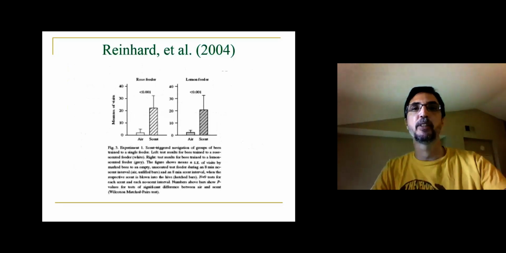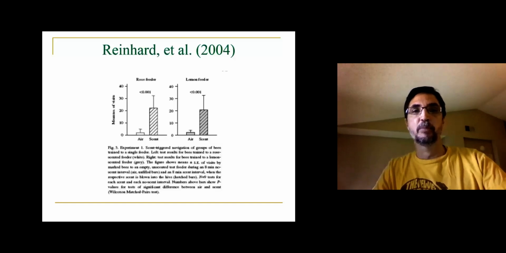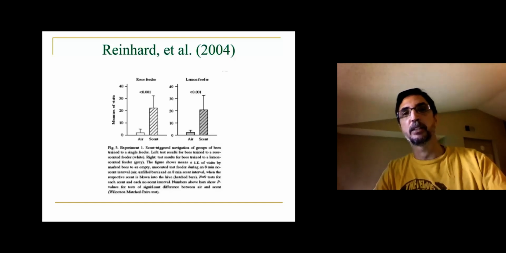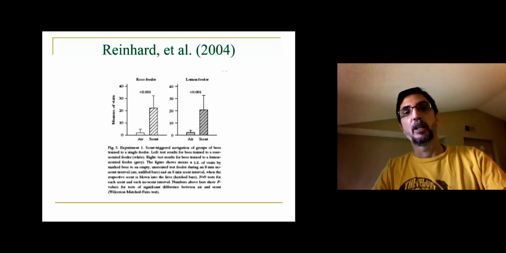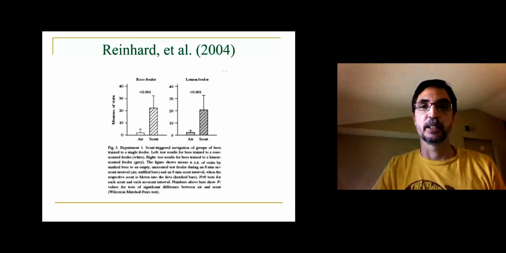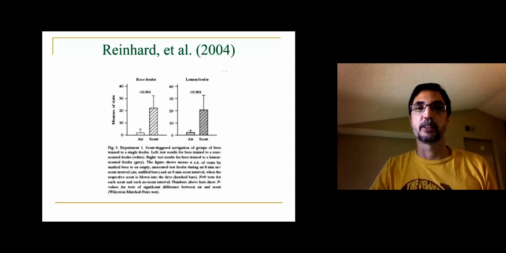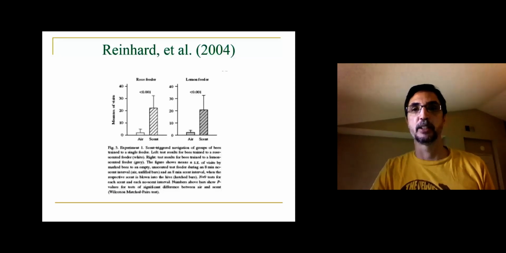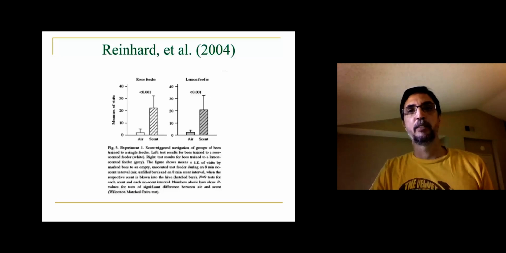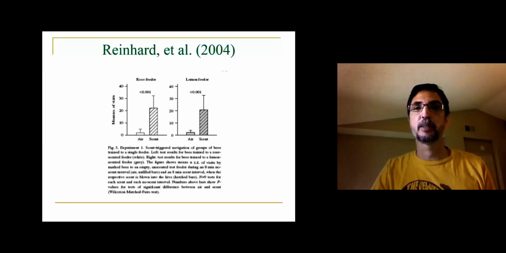On the left, we have the bees that were trained to the rose-scented feeder. And what we see is that when air is being blown in, very few bees actually leave the hive and go to the rose-scented feeder location. When the rose scent is blown in, many bees go towards that location. And we see a similar pattern for the bees trained with the lemon-scented feeder. When air is blown in, very few bees go towards the lemon-scented feeder, and that's very different when the lemon scent is blown in.